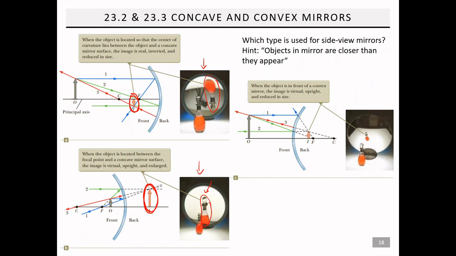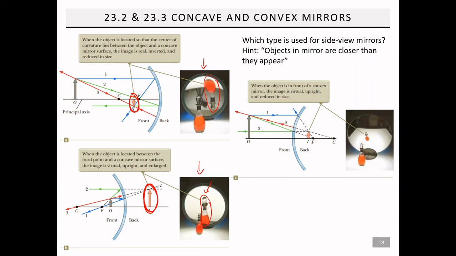So it's not a fake image, an imaginary image, or anything like that. It's an actual image that you can see in the mirror. It's only called virtual because the outgoing rays do not originate from that location.